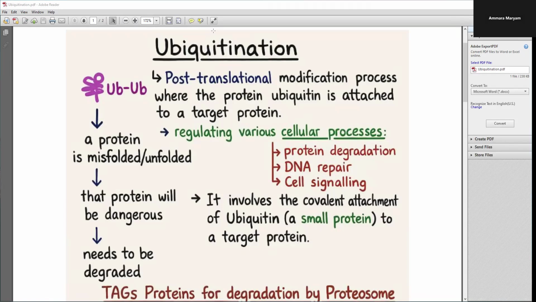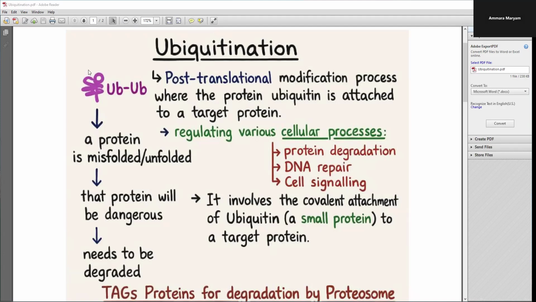In this lecture, we are going to talk about ubiquitination. What is ubiquitination? What is ubiquitin? All these things will be discussed in this short lecture. So, what is ubiquitination? Ubiquitination is basically a post-translational modification process where a specific protein, ubiquitin, is attached to a target protein.